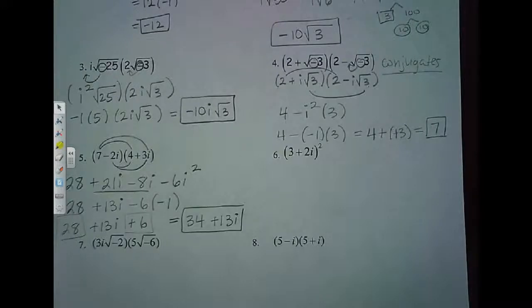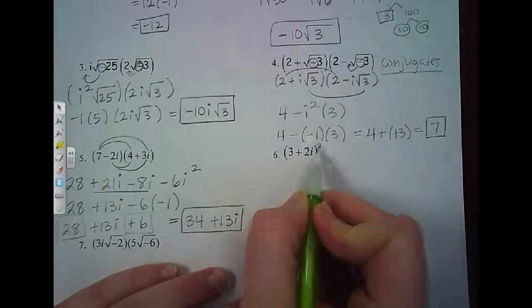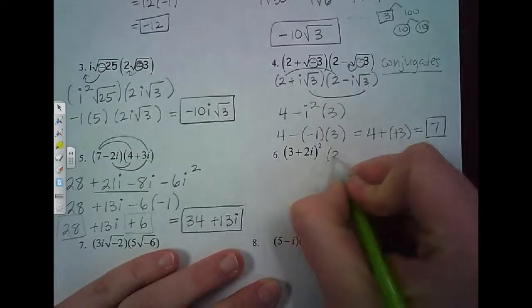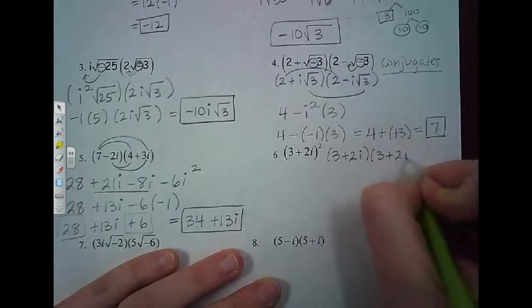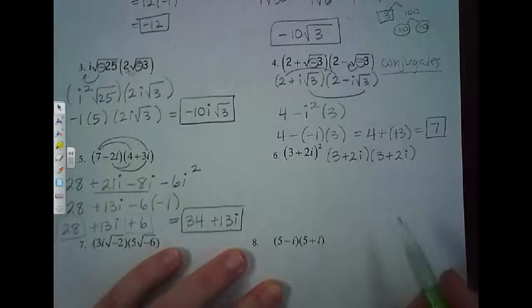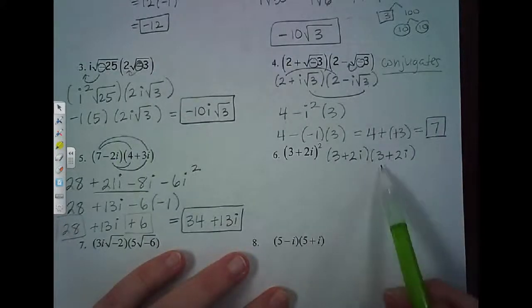Okay, number 6. Do not make the mistake of just putting this 2 with both of these pieces. You need to write this out, 3 plus 2i, and it's the exact same thing, 3 plus 2i. So I'm going to ask the sub to pause the video right now, and I want you to work this one out, and then come back and check your answer.